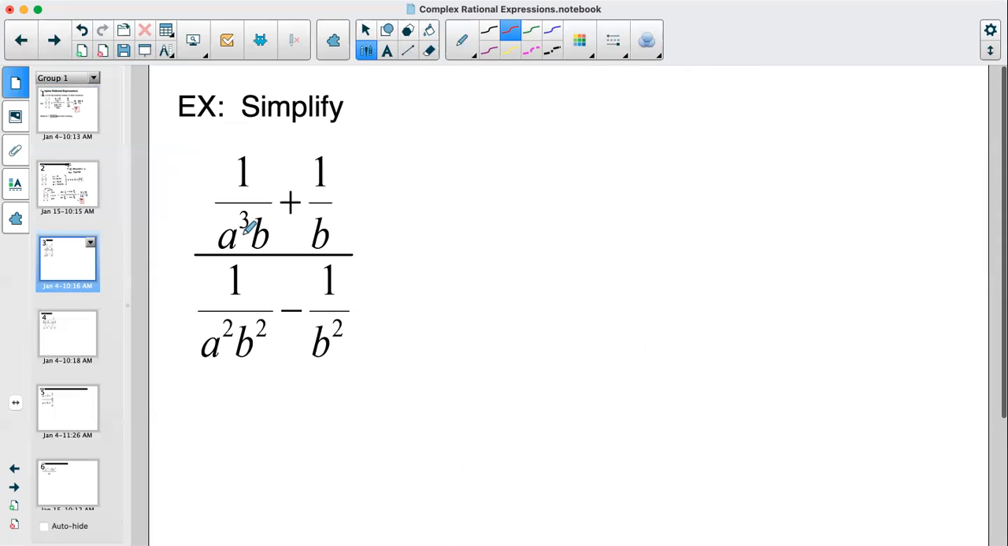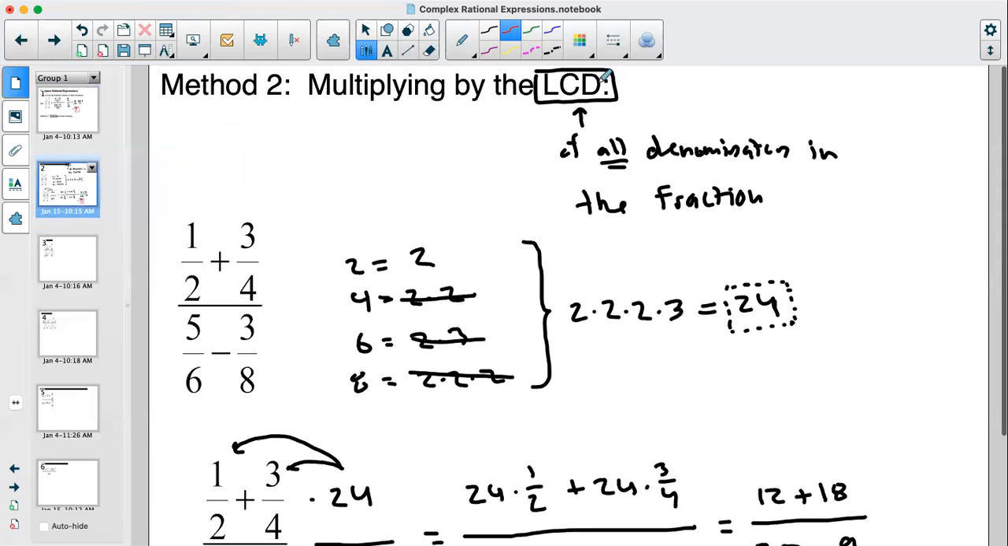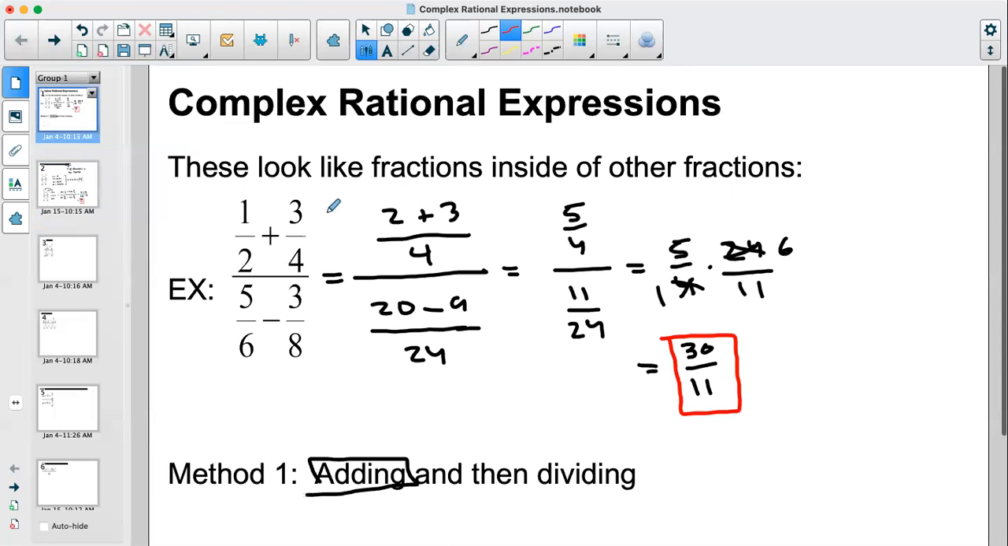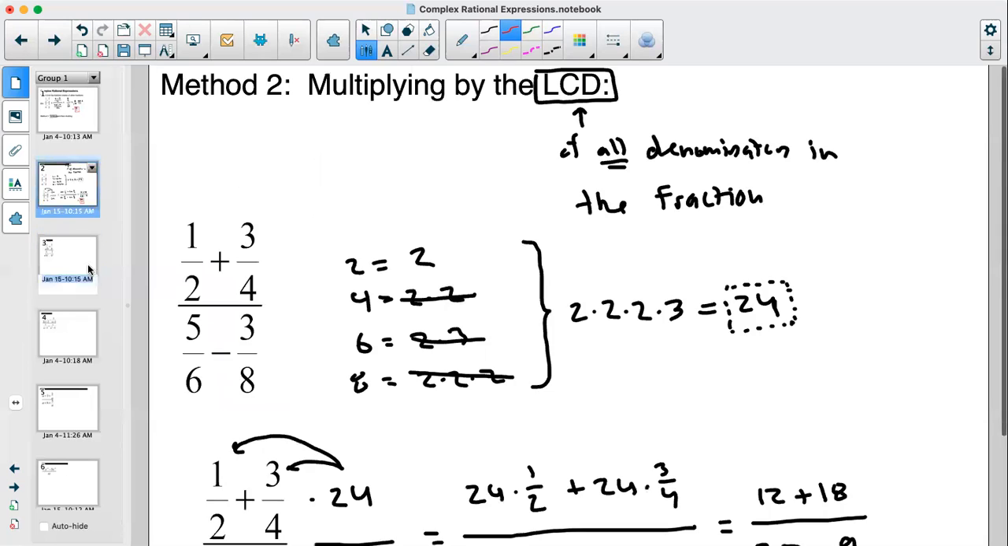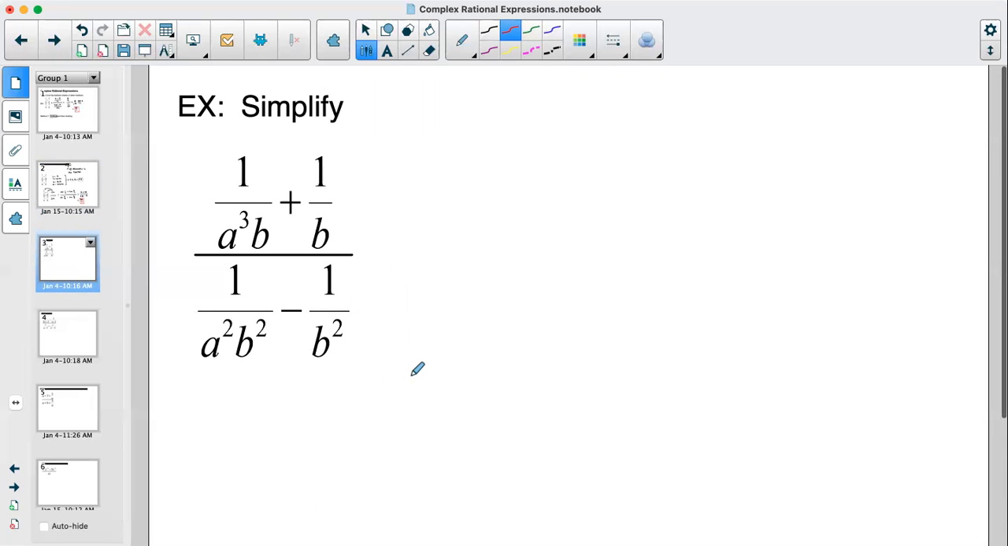Depending on how you want to do it, I'm going to use this method where I find the LCD and multiply by it. If you want to do it this way, have at it. I think it's easier to do it the second way. So to do this, we find the LCD of all the fractions. There are 4 fractions in here. I've got to find the least common denominator for a cubed b, for a squared, b squared, and for b squared. So I'm going to write those over here.